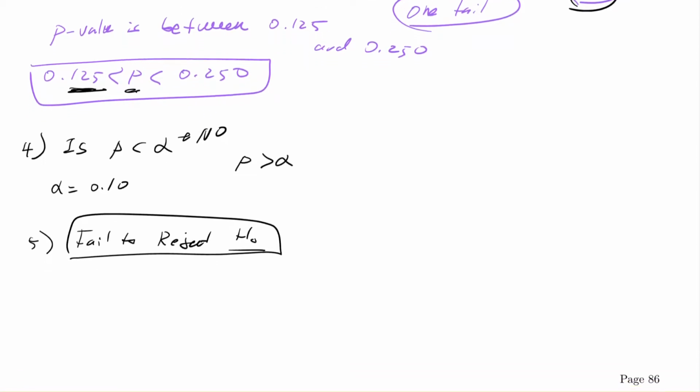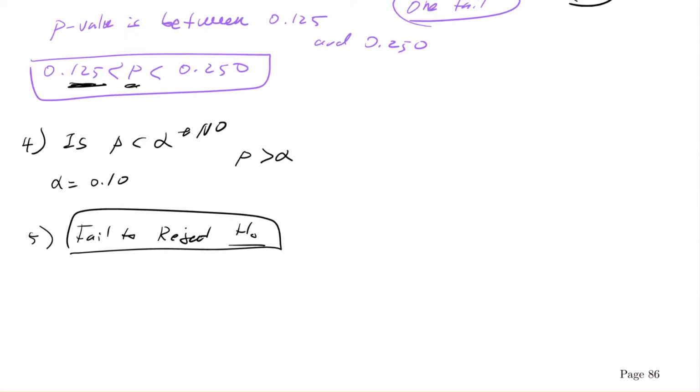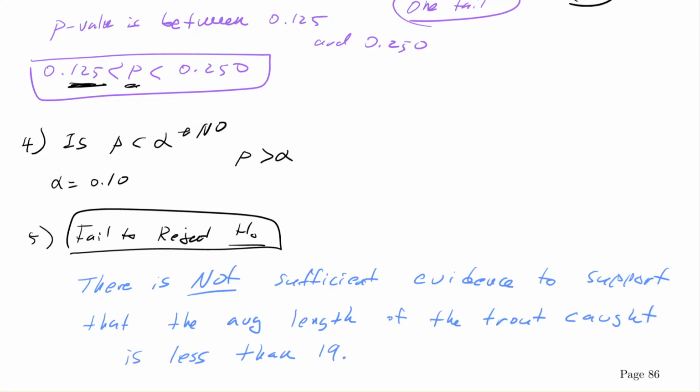So let me write the final conclusion in a sentence in this context. Since we failed to reject, there is not sufficient evidence to support that the average length of the trout caught is less than 19 inches, which is the alternative hypothesis in words, right?